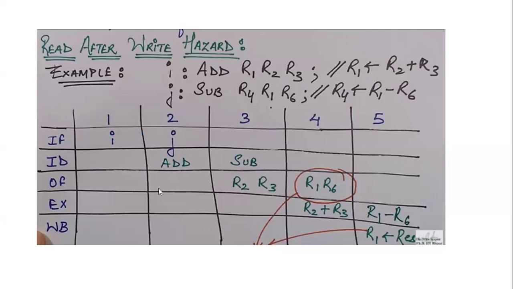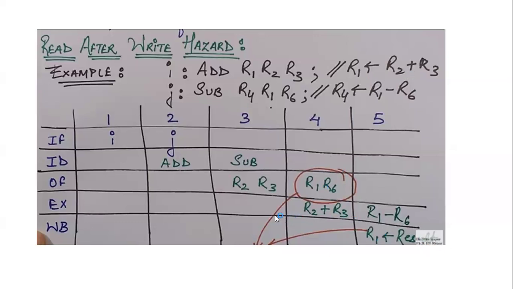Then operand fetch: in clock cycle 3, the operands R2 and R3 are fetched, because later we are going to perform the addition, adding the content of R2 plus R3, then saving in R1. Simultaneously, operand fetch of R1 and R6, that is the subtraction of R6 from R1, also starts. Then in the execution stage, in clock cycle 4, it performs the operation R2 plus R3 and saves the result in R1. That total result will be saved in R1 only.